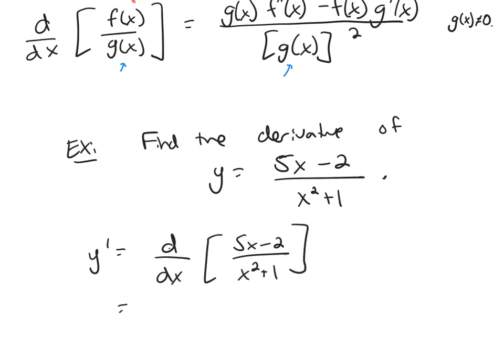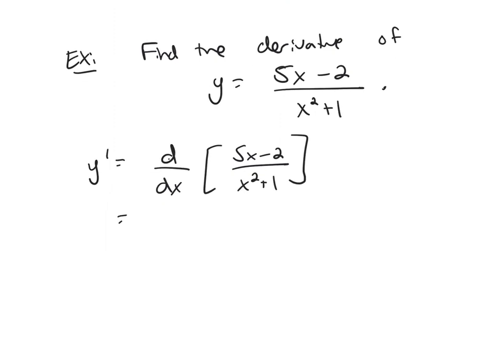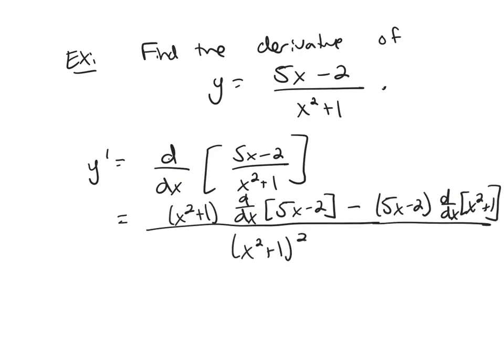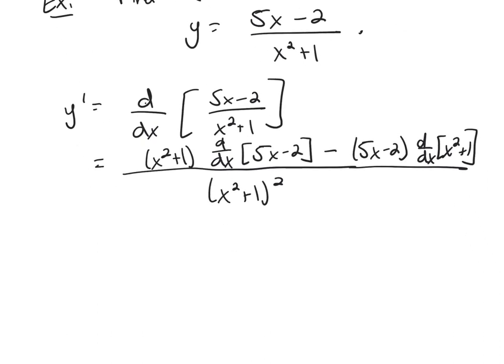So if you look back at the formula, it's the bottom, x squared plus 1 times the derivative of the top, minus the top times the derivative of the bottom, all over the bottom squared. So now I'm almost done finding my derivative, but I need to find these two derivatives right here and here.